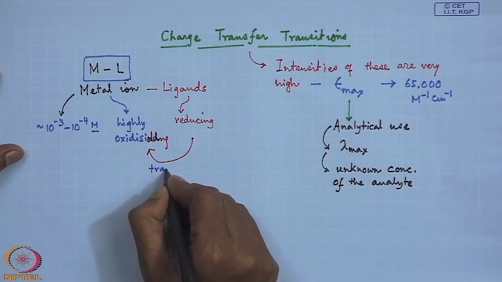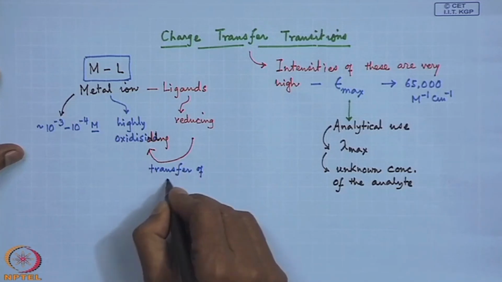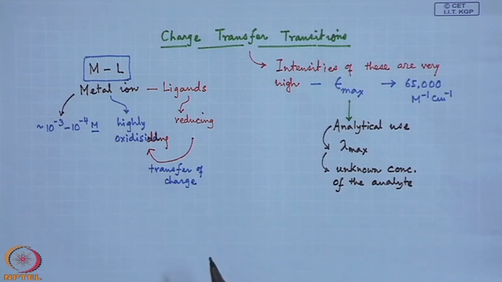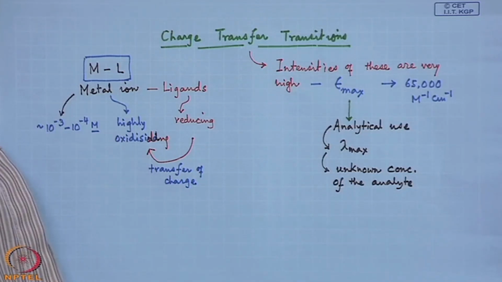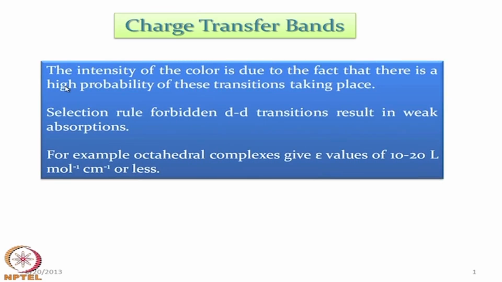Here this transfer of charge can take place. These we can consider as the corresponding charge transfer bands, and we have to find out where this particular charge transfer band is located, and its corresponding lambda max and epsilon max values can be identified.